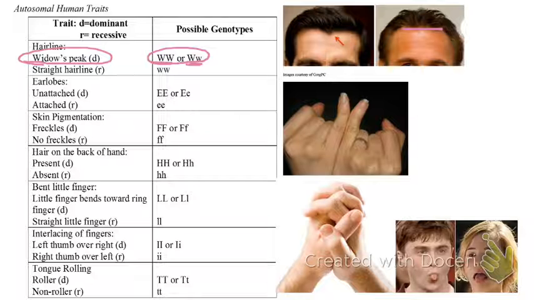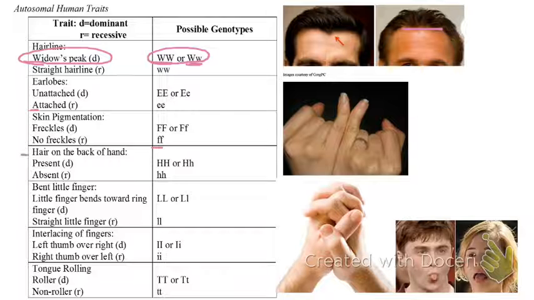Earlobes, if you are unattached, it is dominant. You would be homozygous dominant or heterozygous. Attached earlobes would mean that you're homozygous recessive. For skin pigmentation, you're looking at freckles across your nose. If you have freckles, they're dominant, and no freckles would be homozygous recessive.